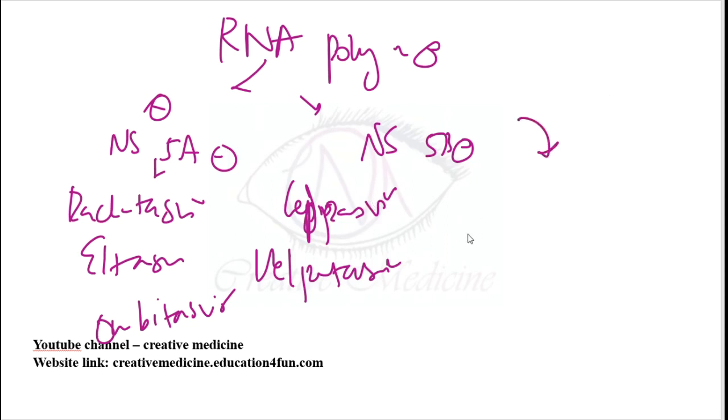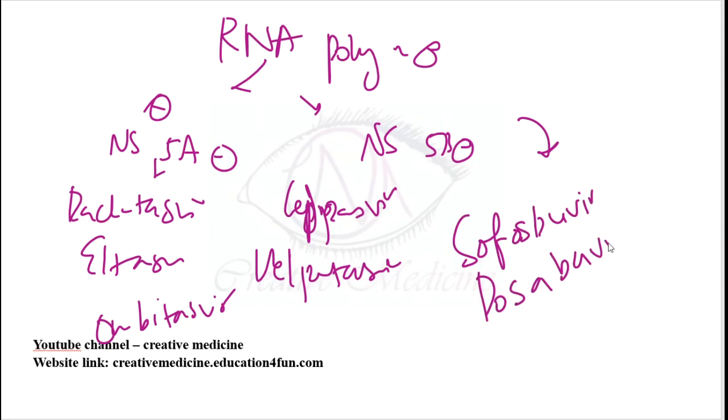Then the NS5B inhibitors are sofosbuvir and dasabuvir. So the NS5A inhibitors are daclatasvir, elbasvir, ombitasvir, ledipasvir, and velpatasvir.